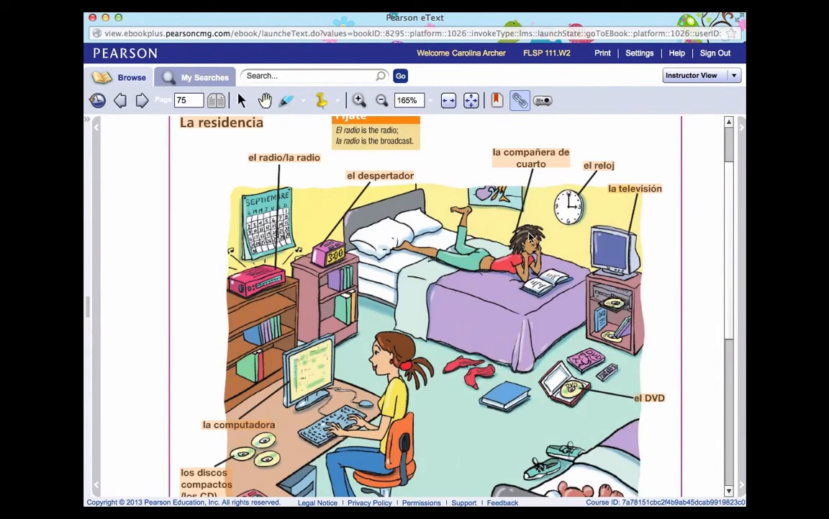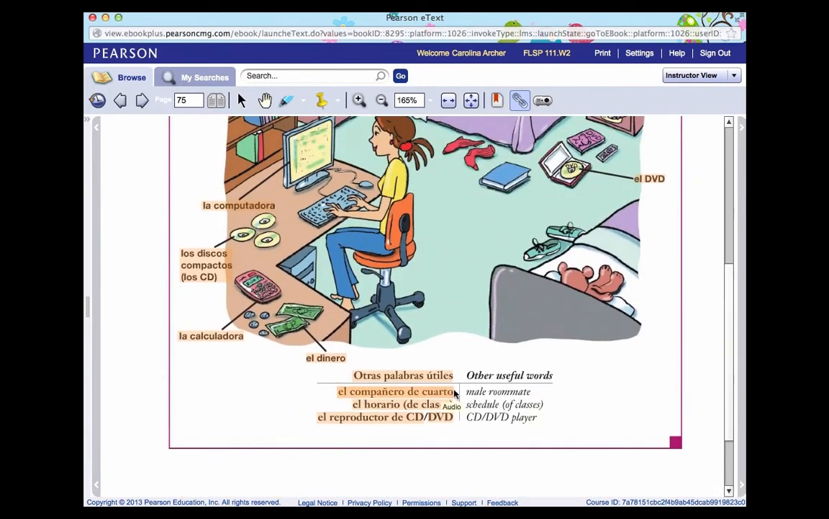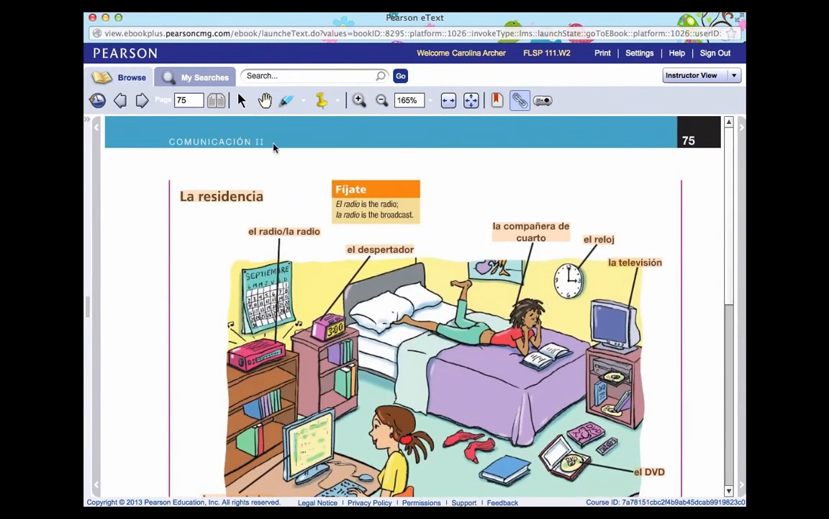Y this is a girl, so we're going to call her la compañera de cuarto. If this was a guy, we would say el compañero de cuarto. Okay? We have vocabulary there, like here. El compañero de cuarto is a male roommate. El horario de clases is the schedule of classes. El horario, H is silent. El reproductor de CD o de DVD, the CD or DVD player. Reproductor. Okay? So that is your new vocabulary for today.